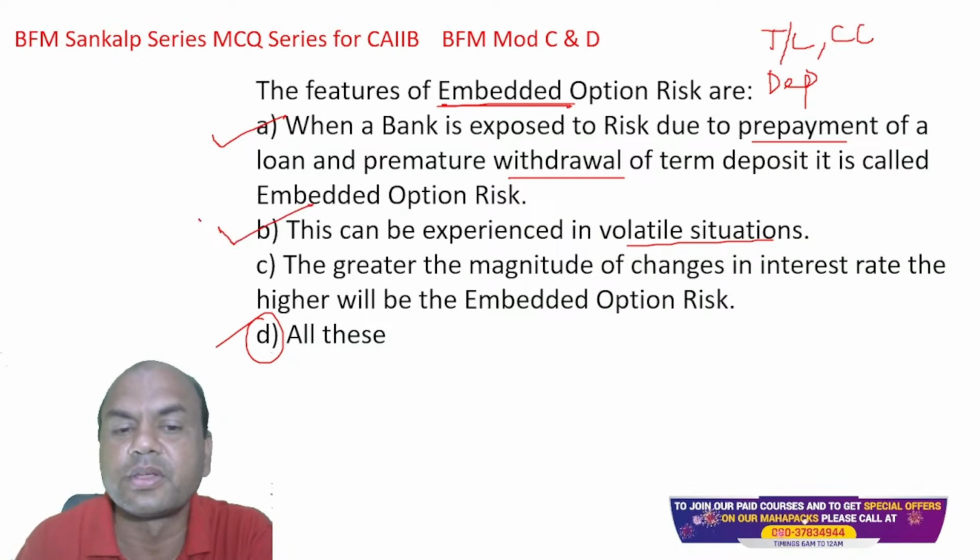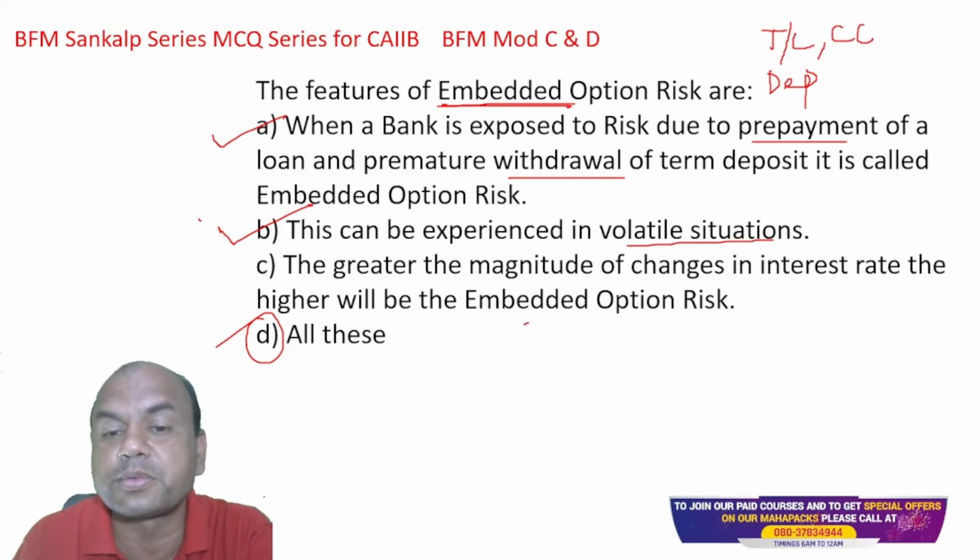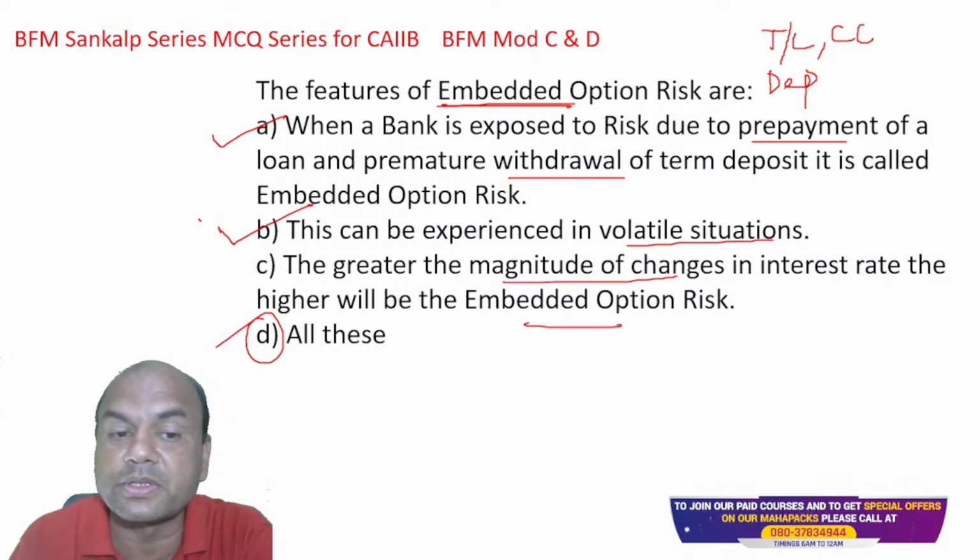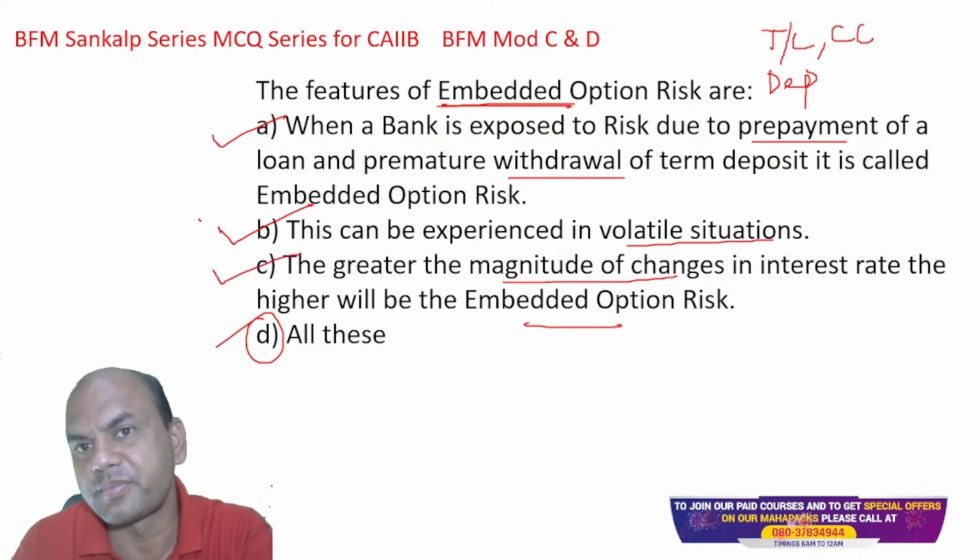C is true. The greater the magnitude of the changes in the interest rate, the higher will be the embedded option risk. So more the changes in the interest rates, more will be the embedded option risk. So that is correct.